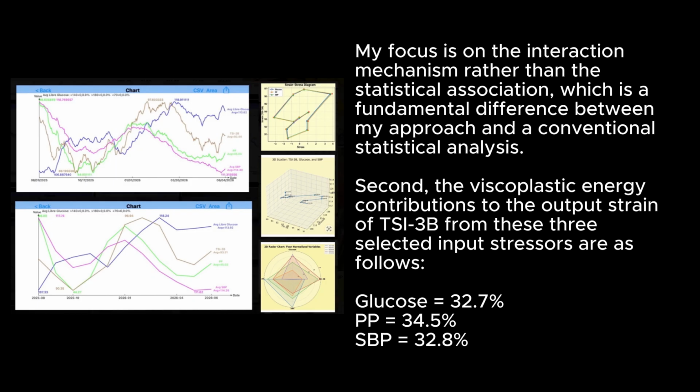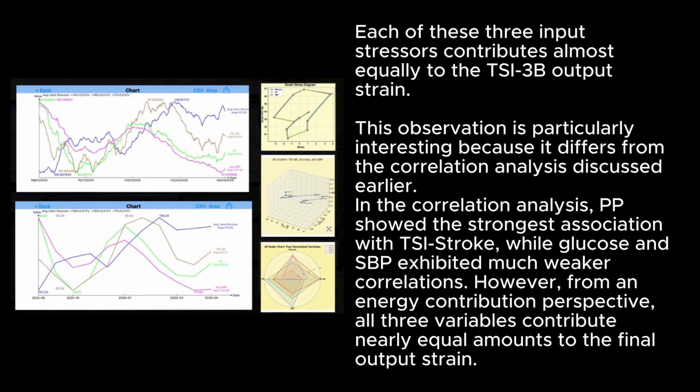Second, the viscoplastic energy contributions to the output strain of TSI-3B from these three selected input stressors are as follows: glucose equals 30.7%, PP equals 34.5%, SBP equals 30.8%. Each of these three input stressors contributes almost equally to the TSI-3B output strain. This observation is particularly interesting because it differs from the correlation analysis discussed earlier.